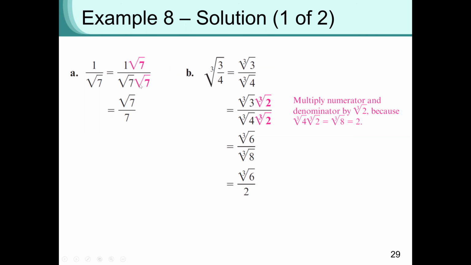I'll get square root of 49. The square root of 49 is 7. 1 times square root of 7 will give me square root of 7. So the answer will be square root of 7 over 7.